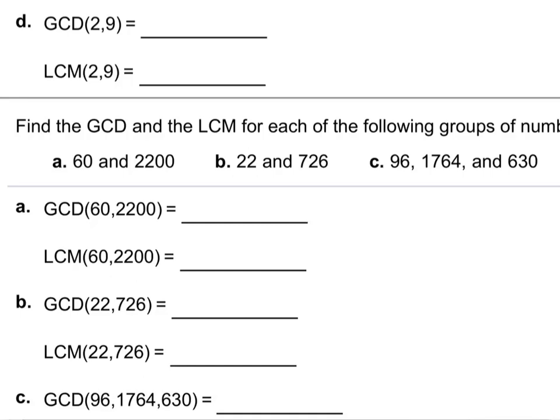So let's do D. So 1D says, let's start with the GCD of 2 and 9. So find the GCD of 2 and 9 by this same terrible method, intersection of sets. Then we'll go on, and I'll show you some way better methods. There's many of them.